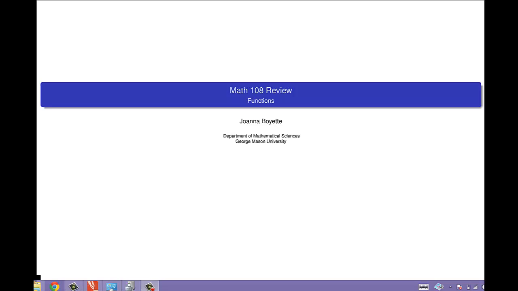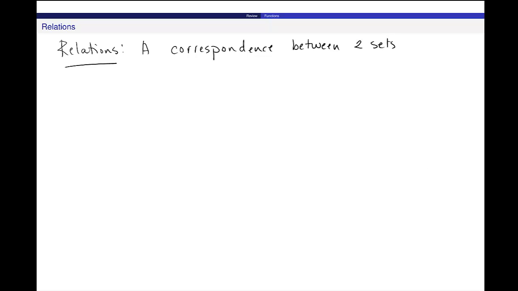Right, today we want to talk a little bit about functions and how we use them in mathematics. Before we do that, I want to talk first about relations. A relation is any correspondence between two sets or groups of items. An example of that might be somebody's name and their phone number.